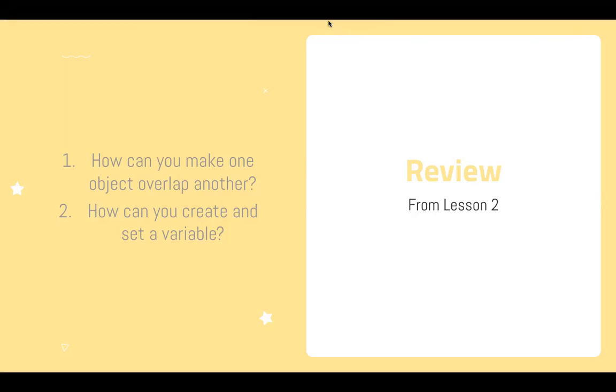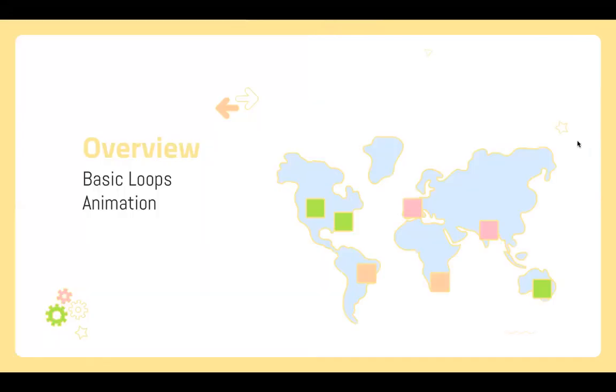You can overlap. The other question is how can you create and set a variable? Once again, you might want to pause. Okay, so you type in var, and an example could be var x equals 5, where you set the variable x equal to the quantity 5. All right? Okay, let's go on.